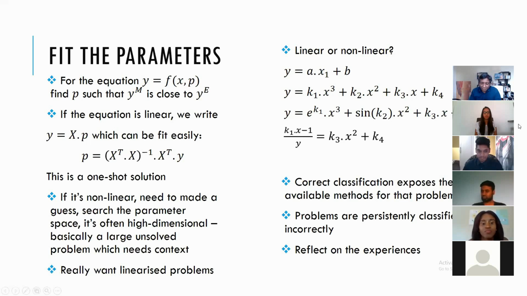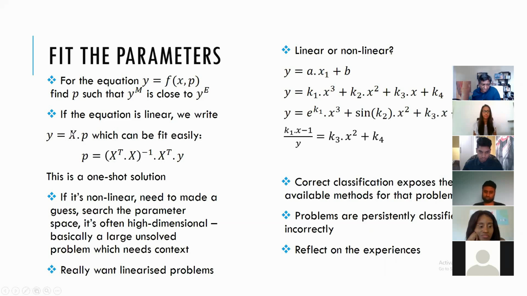Okay, so now let's say we are trying to fit the parameters. So we've got some data and we have some model output. So we've got some model which is telling us the model outputs. And so we want to choose the parameters P such that our model output is close to our experiment output. So that's a typical problem. And then if this equation is linear, right? If F happens to be linear, then that means we can write y equals all the inputs multiplied by the parameters.